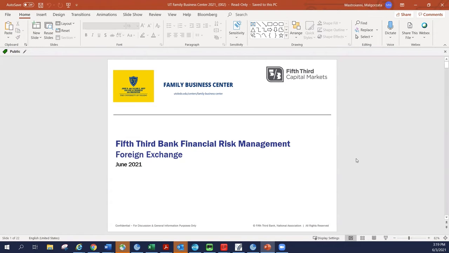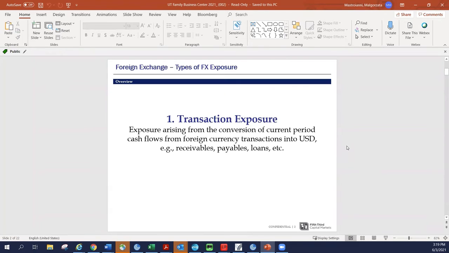So Cameron covered interest rate derivatives. We had Adam discuss developments in the commodity space, and now we're going to shift gears to foreign exchange. So many of our clients face foreign exchange risk.